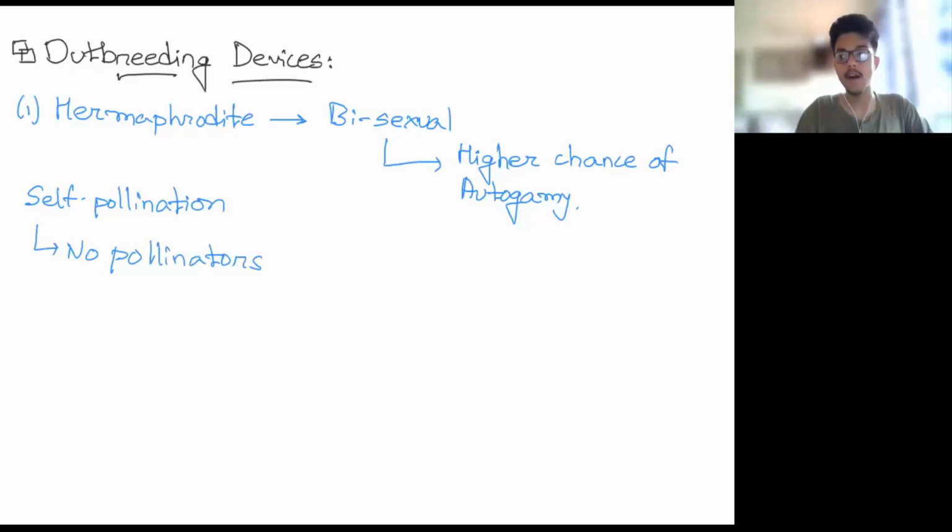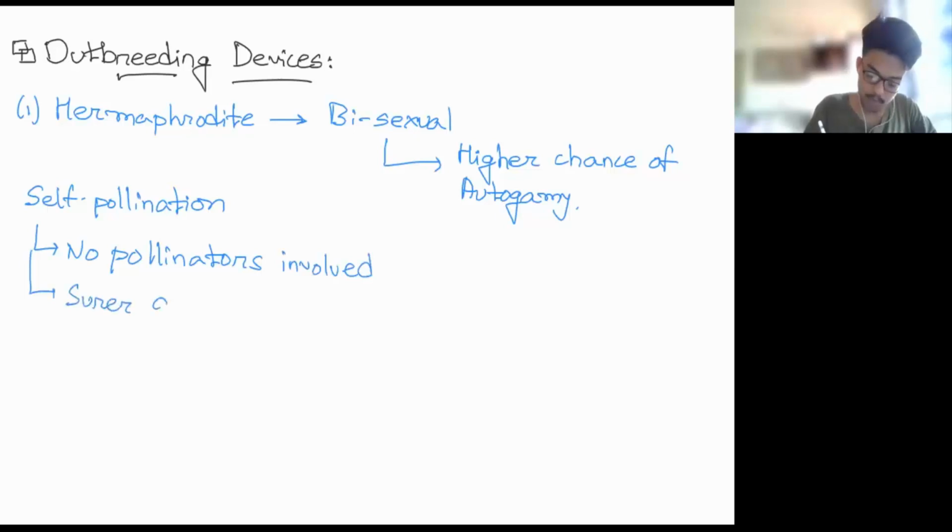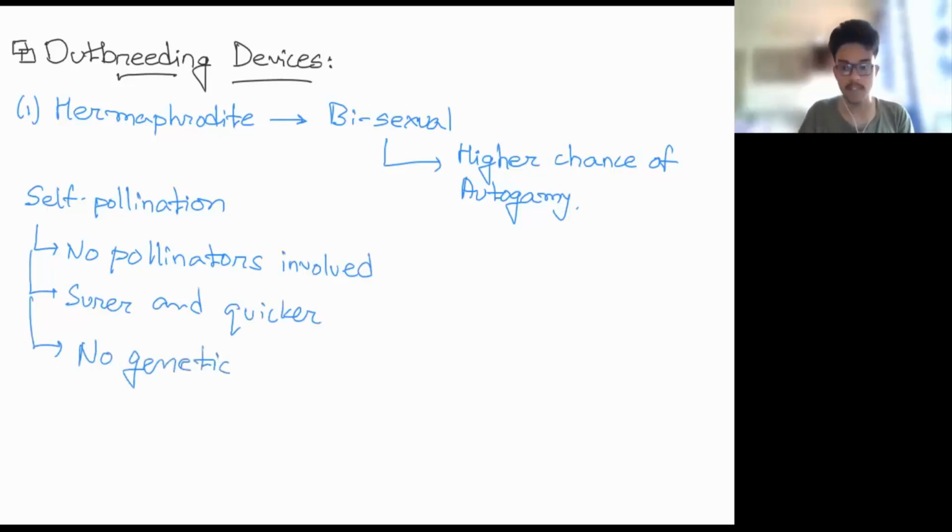If you consider the genetic aspect, genetically also the characters are conserved, because we are not observing mixing of characters, as the male and female reproductive whorls are of the same flower. There is no intermixing. Since there are no pollinators involved, it's a surer and quicker process, as it happens in a single flower. The third point is no genetic intermixing, because we are talking of the same flower of the same plant. Now, cross-pollination is just the opposite of this.